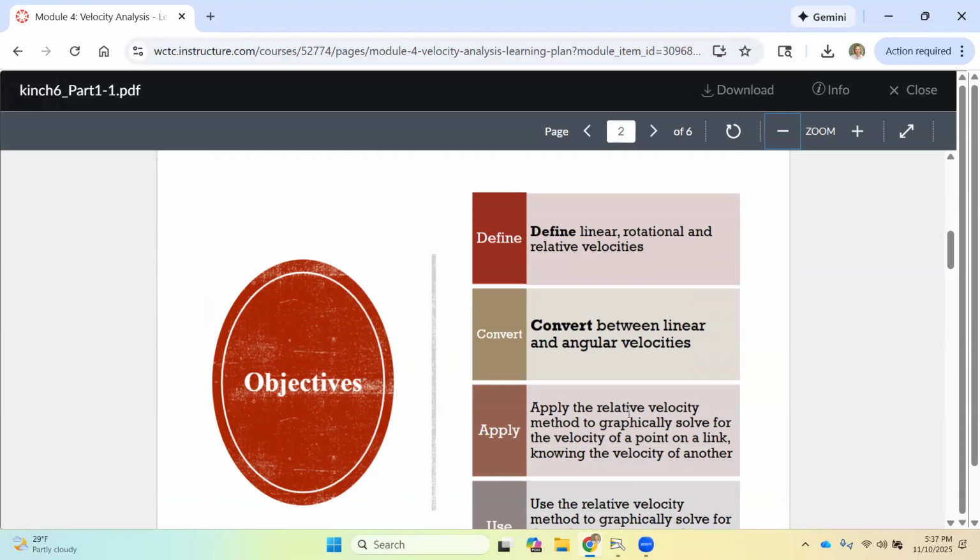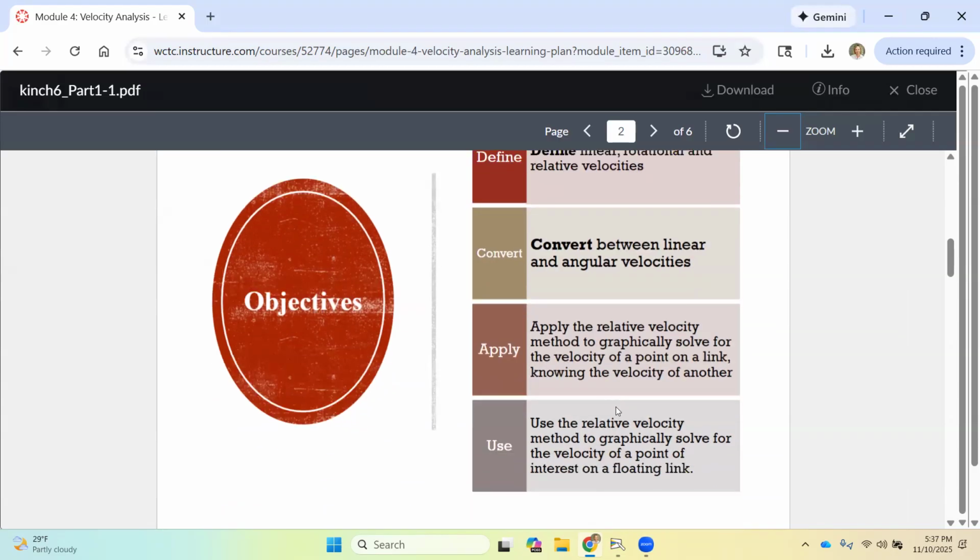So we're going to first define what linear, rotational, and relative velocities are and how we would use them in problems that we're going to be doing. We're going to learn how to convert between them and how linear and angular velocities are related. We're going to apply what we call relative velocity graphically. So you're going to notice that there are sections in this chapter where they look at it, in air quotes, analytically or using math, trig mostly, to determine values, but we're going to stick with our graphical means. So that's what we're going to be focusing on here.